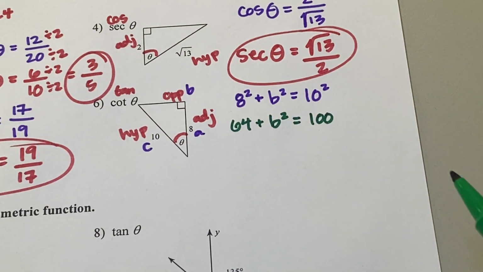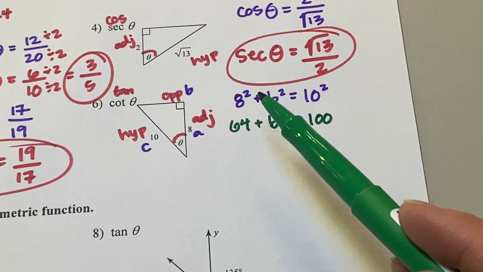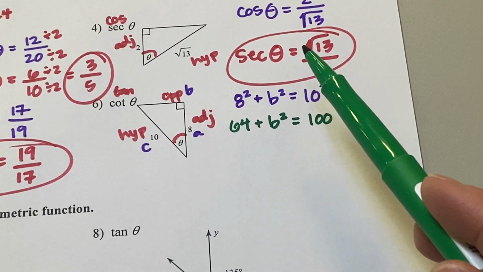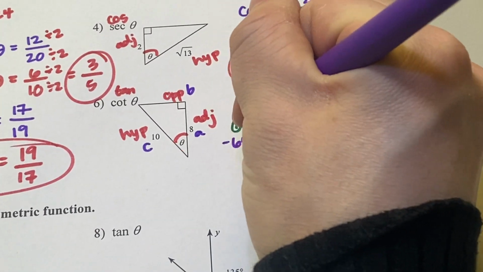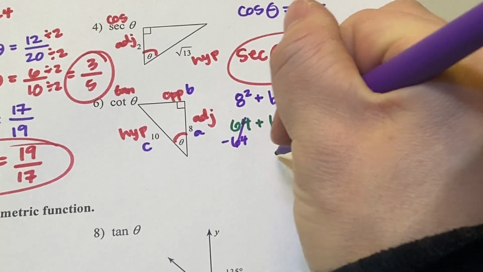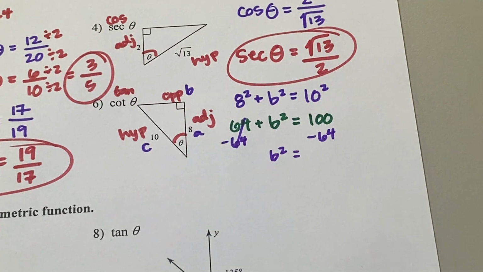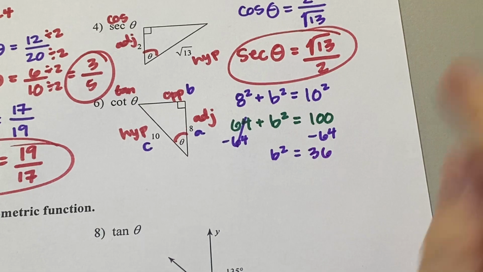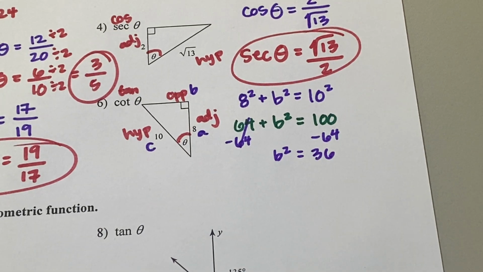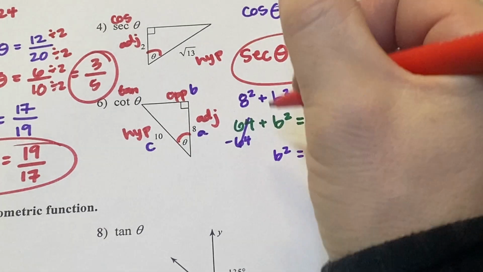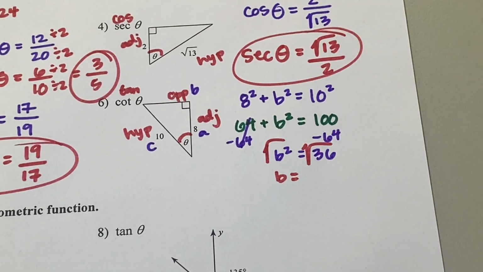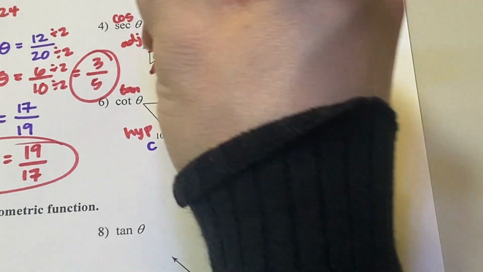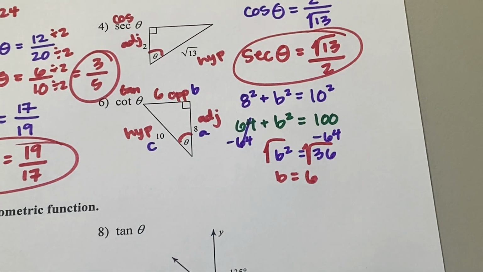Okay, so just get rid of my squareds. 8 squared is 64. Don't know what B is, so I can't get rid of the squared there. 10 squared is 100. Minus 64 on both sides. Got to try and get B by itself, so we're just subtracting that 64. It will be 36. And how do I get rid of the squared? Square root. What is my missing side? 6. Cool. Now I have both the sides that I need.